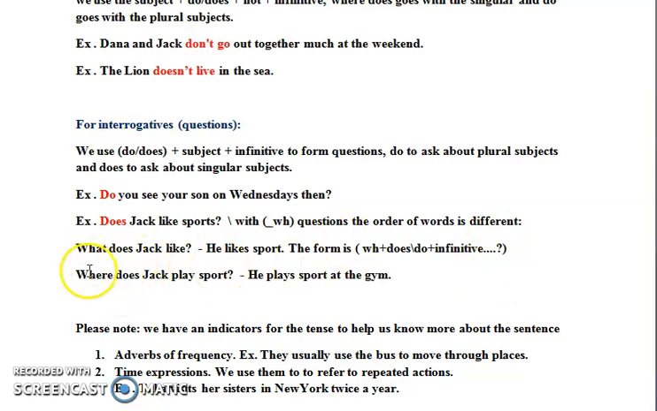Let's check this one. What does Jack like? He likes sport. So the answer is full and correct depending on the question. The question starting with what, we are asking about information: what does Jack like? Second one, where does Jack play sport? We are using different types of question words, or WH words. Where, we're asking about a place. So where does Jack play sport? The place that he plays sport is at the gym. So he plays sport at the gym.